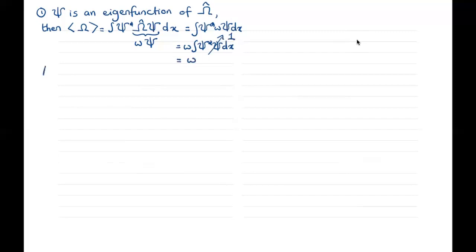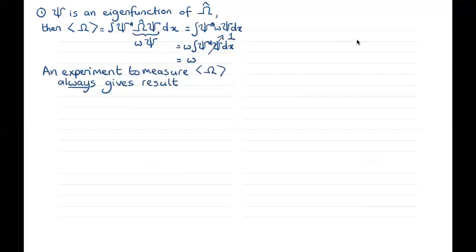And again, an experiment to measure the value of the observable omega always gives the result little omega, the eigenvalue.